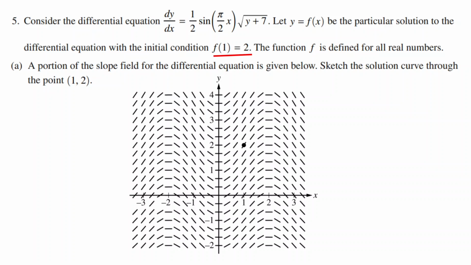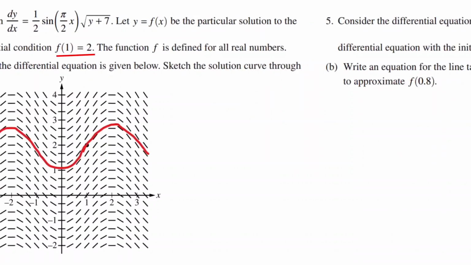Part A gives us a slope field picture. It says that a portion of the slope field for the differential equation is given below. Sketch the solution curve through the point (1, 2). All we need to do is draw a curve that follows the slope lines. Something like that. You can do anything similar and it will generally be fine. Also, I make sure that the line goes through the point and extends to both sides of the graph.